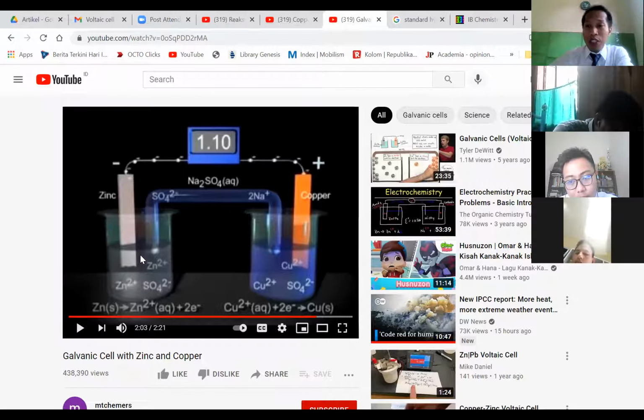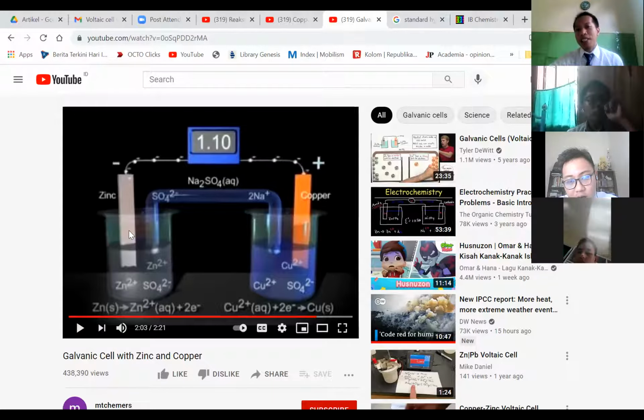So this condition will make the circuit not work. If this condition continues, the right compartment will become more negative and the left compartment will be less negative. If it continues like this, at one point the circuit will stop working, because it's too negative here and less negative here.